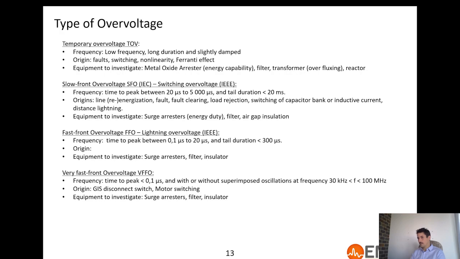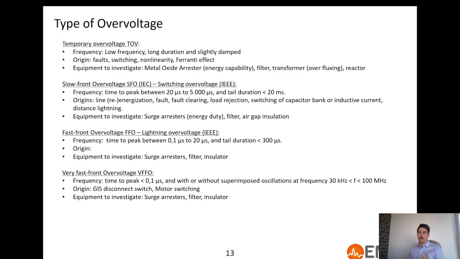Also, we'll see that the models will not be the same according to the type of overvoltage. For example, inductive devices like transformers, for very high frequencies, they will be like open circuits. So for lightning, for a transformer, you will mainly not model the inductances. You will focus on the capacitances of the insulators. So you have the windings on top of each other and some insulator in between that creates some capacitances. And so you will mainly focus on that for lightning. For switching, you will consider the inductances.